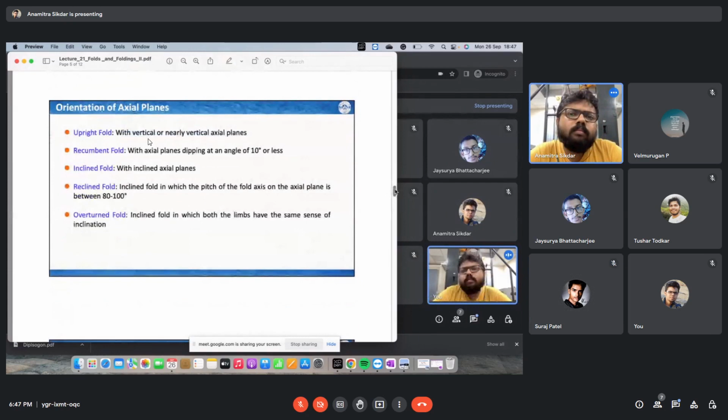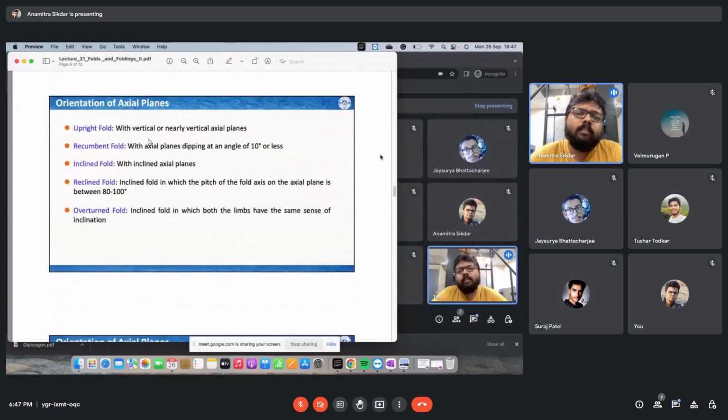Yeah, so depending on the axial planes, we have these classifications. With vertical or near vertical axial planes, we call them upright fold. If the axial plane is more or less horizontal or dipping at a very low angle, say 10 degrees, we call them recumbent fold. If the axial plane is inclined, more than 10 degrees, we call them inclined fold.